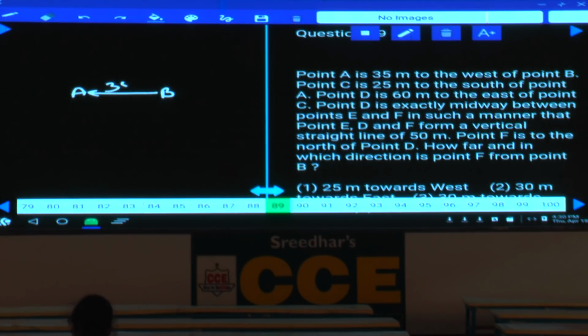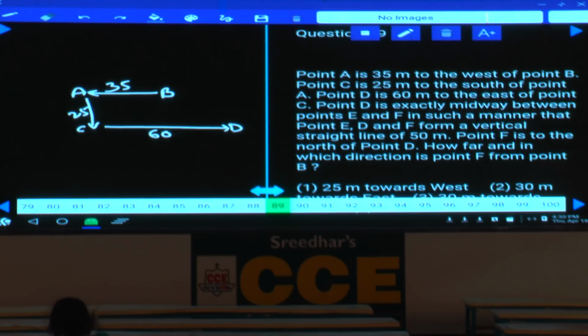A is 35 meters to the west of B and C is 25 meters to the south of A. Now C is how many meters? 25 meters. And C is 25 meters to the south of A. D is 60 meters to the east of C. From here D is 60 meters.